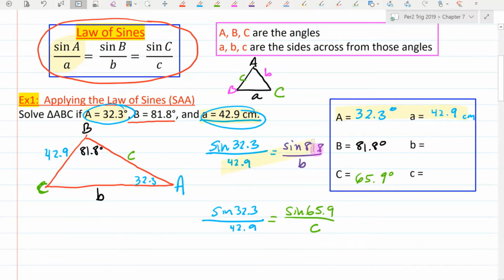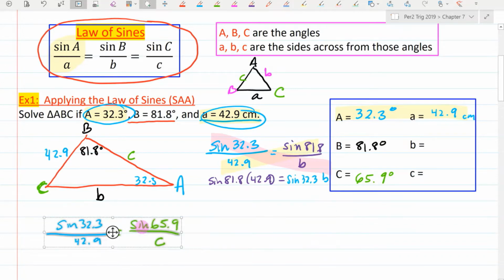Then all we're going to do is cross multiply, and you'll have your answer. So you're going to multiply this times this, and then you'll divide by sine of 32.3. So you don't really have to show this work. I'm going to show it for the first time, just because this is the first time we're doing this. So sine of 32.3 times b. And then you'll divide both sides.